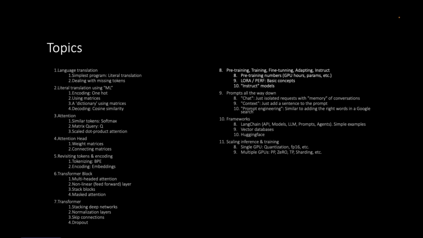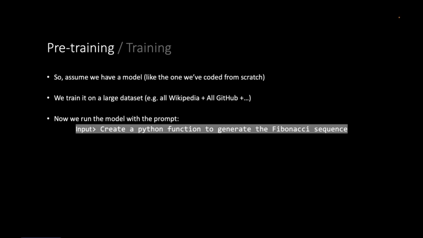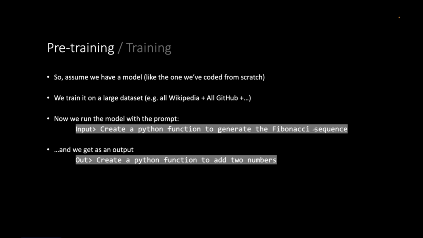We should talk a little bit about the training and fine tuning. But imagine that you have a trained LLM, trained on a large corpus of data, and you ask the LLM, create a Python function to generate the Fibonacci sequence. And you pass it through the LLM and you get the answer. And the answer is create a Python function to add 2 numbers. So this is not what you were looking for.